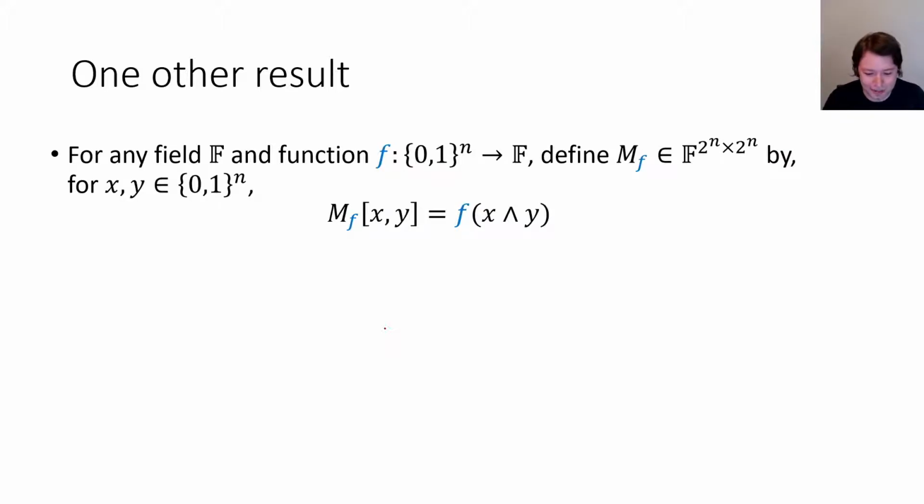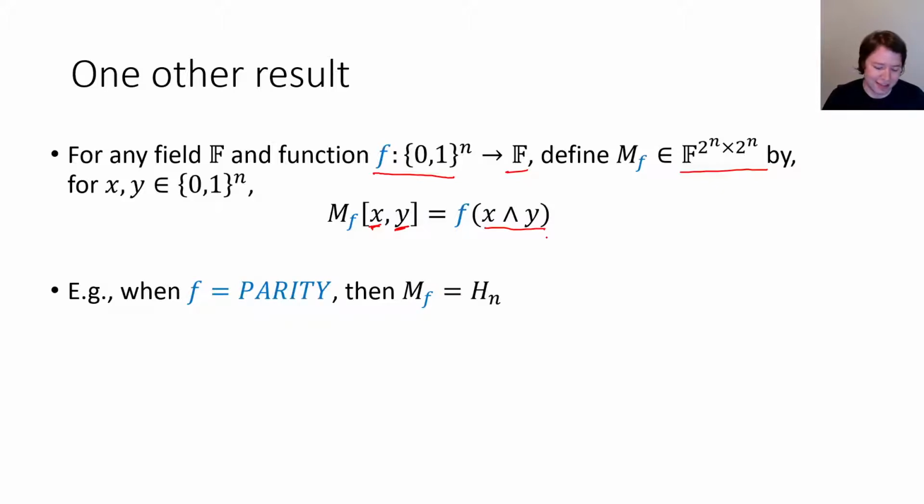So for any field F and any Boolean function f that takes in a 0,1 string of length n and outputs field values, let's define the matrix M sub f, a 2 to the n by 2 to the n matrix, like this. The row and column indices are 0,1 vectors of length n, and that entry of the matrix is f applied to the bitwise AND of x and y. So this is a family of matrices for any such function f. For example, when f is the parity function, you can see that this M sub f actually corresponds to the Walsh-Hadamard transform we've been talking about. But when f can be other functions, you can get a lot of different types of matrices.